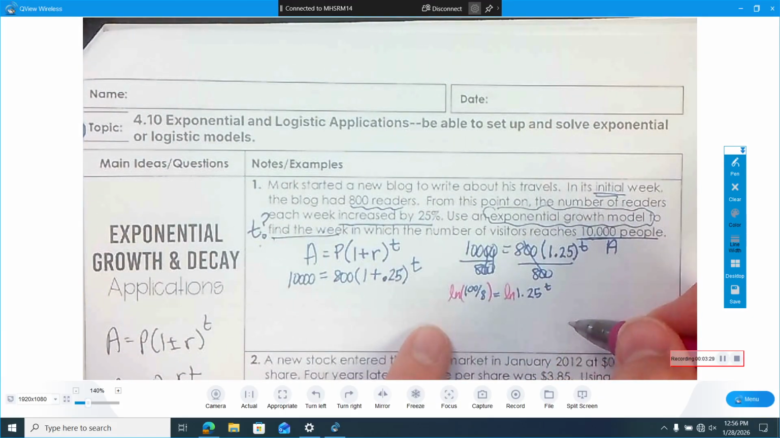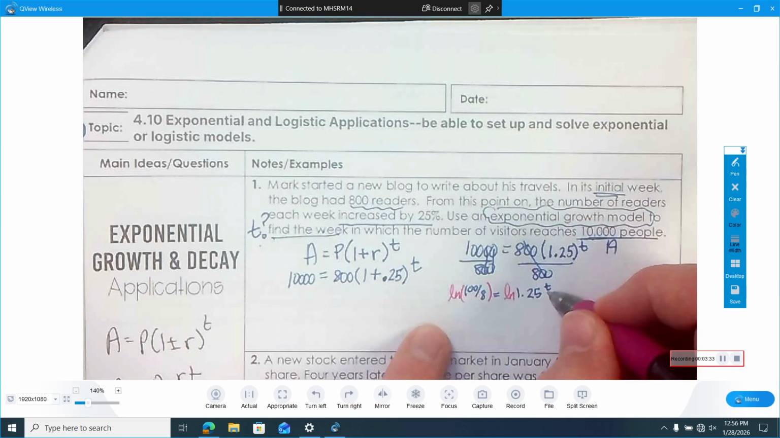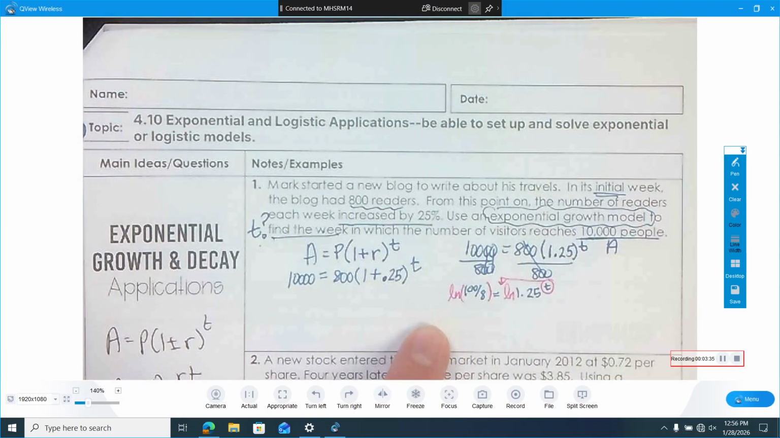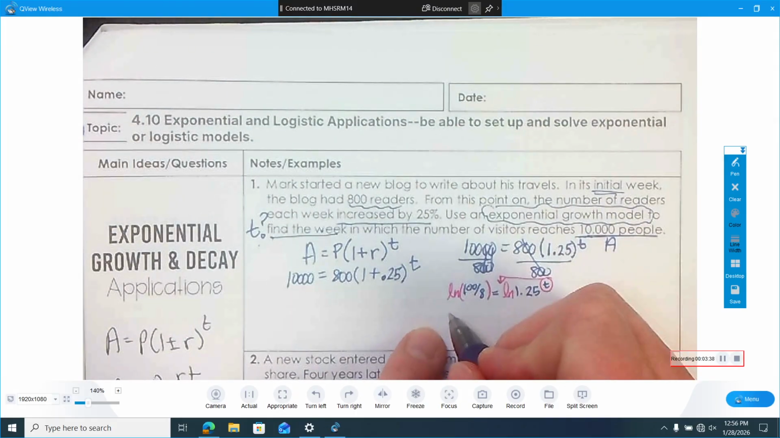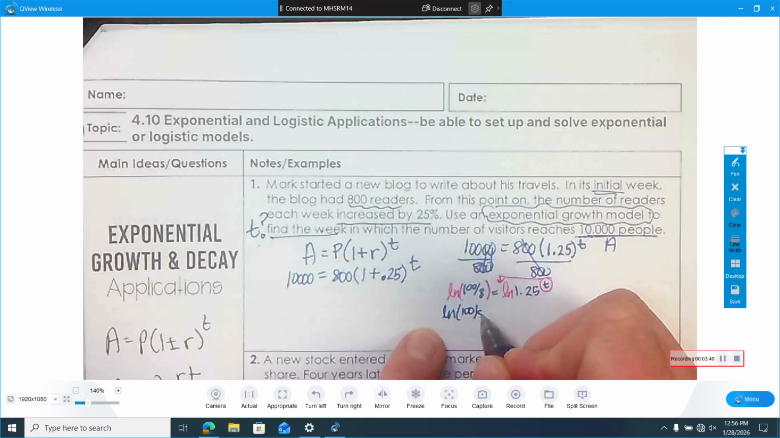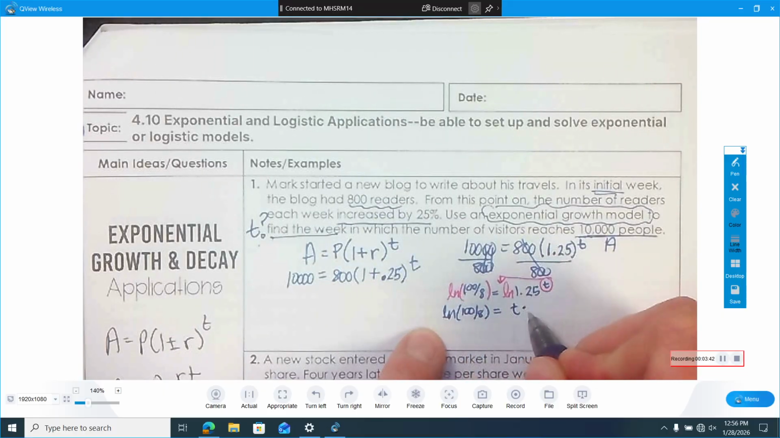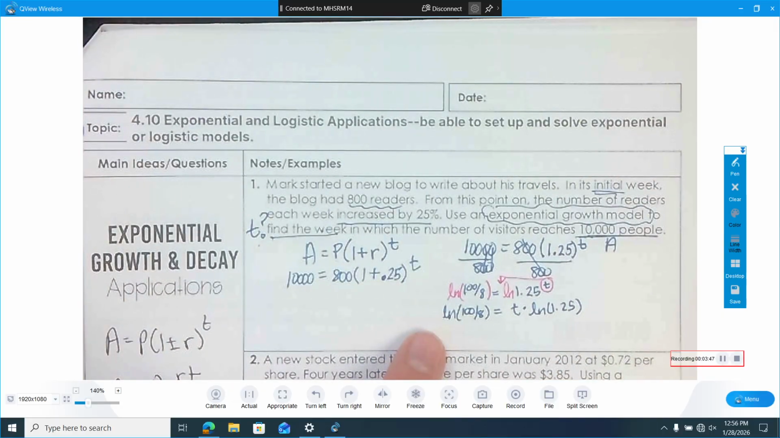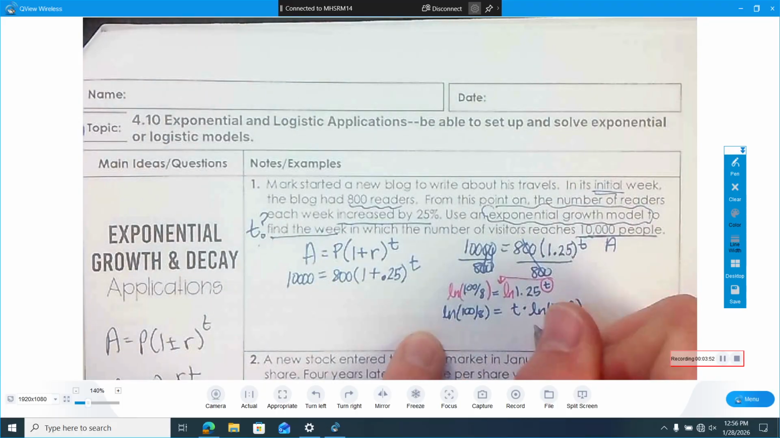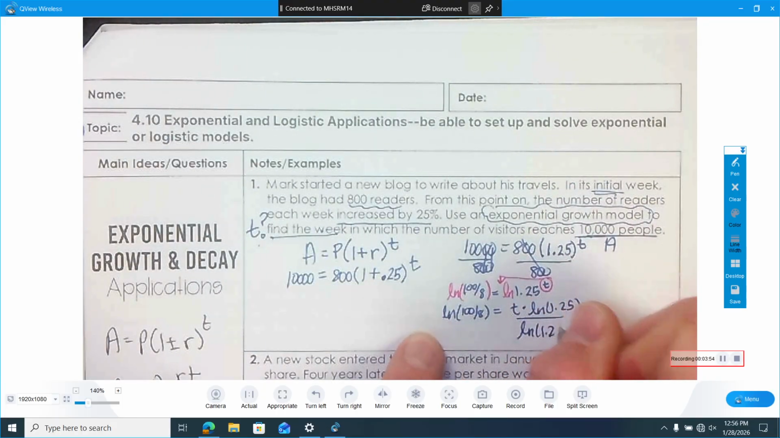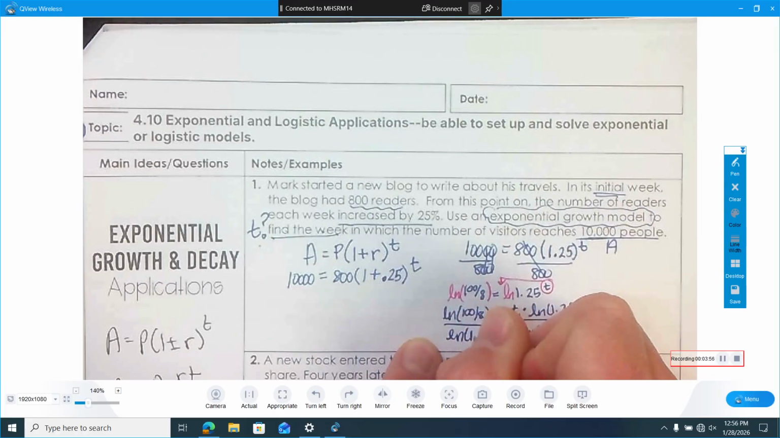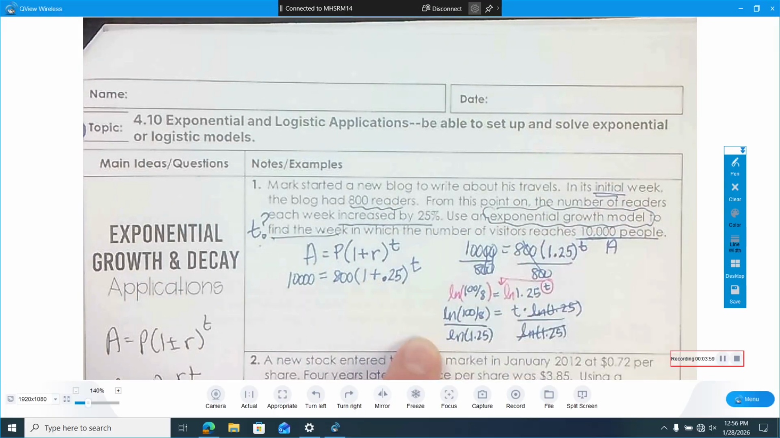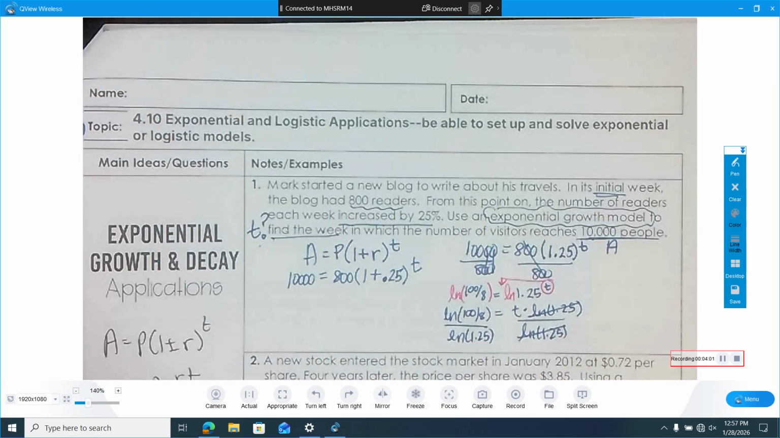Did you say log base 1.25? You can. I just hate doing it because it requires extra button pushing on your calculator. So my power gets to drop down, so I have the natural log of 100 over 8 equals T times the natural log of 1.25. And then how do we get the T by itself? Divide by the natural log of 1.25. All right, so those natural logs cancel out, and my T is isolated.